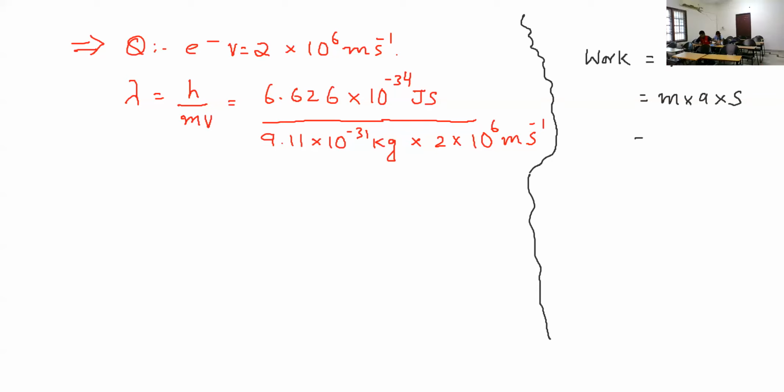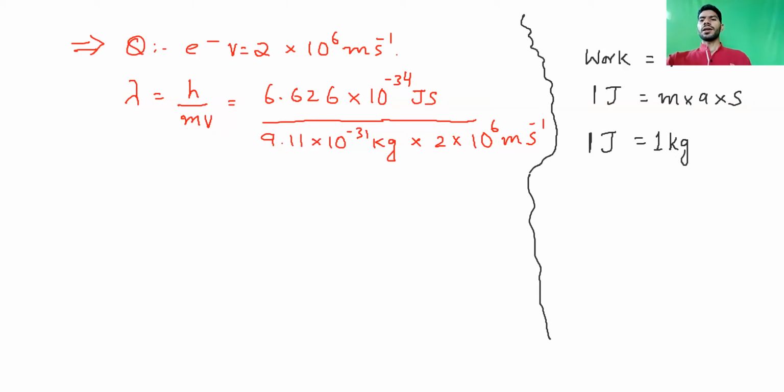Now tell me, what is the unit of work? The SI unit of work is joule. So 1 joule is equal to mass, whose SI unit is kg, into acceleration. What is the unit of acceleration? It's meter per second square. And s is the displacement, so it will be meter. So you can write that 1 joule is equal to 1 kg, meter into meter, which will be meter square per second square. Got it?